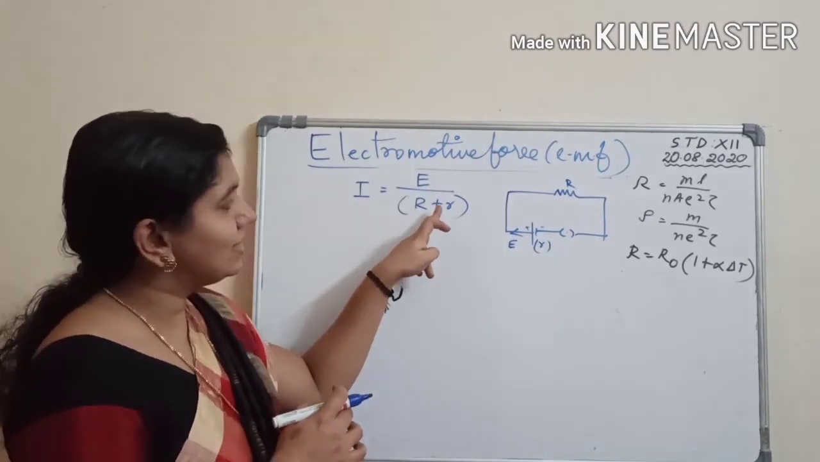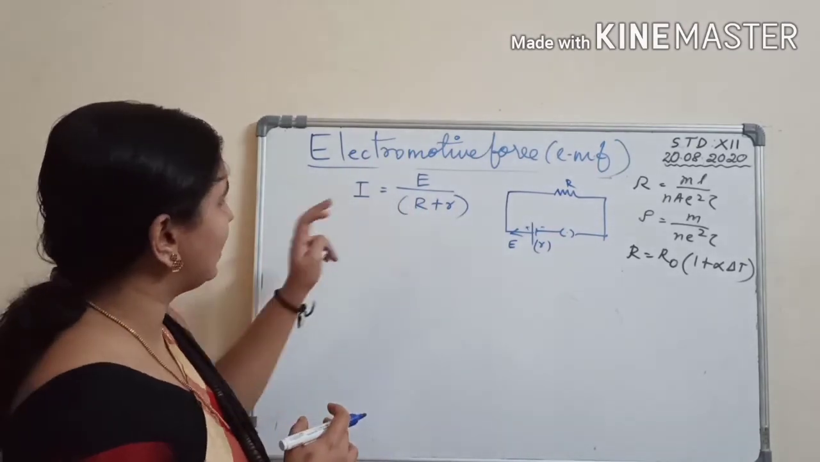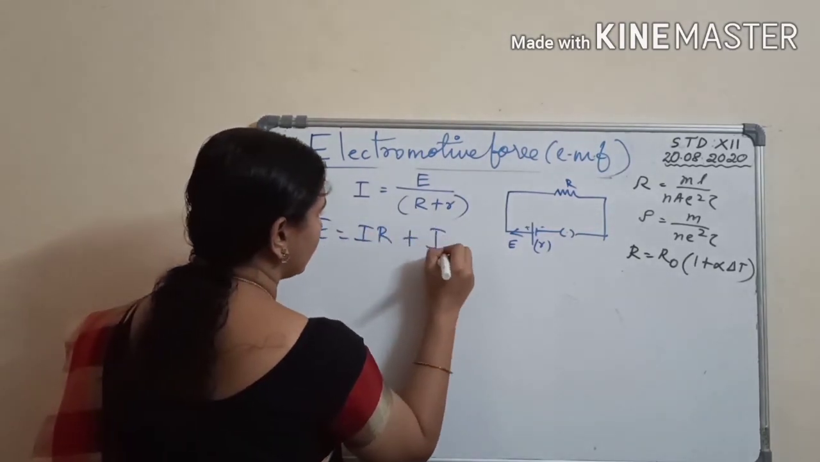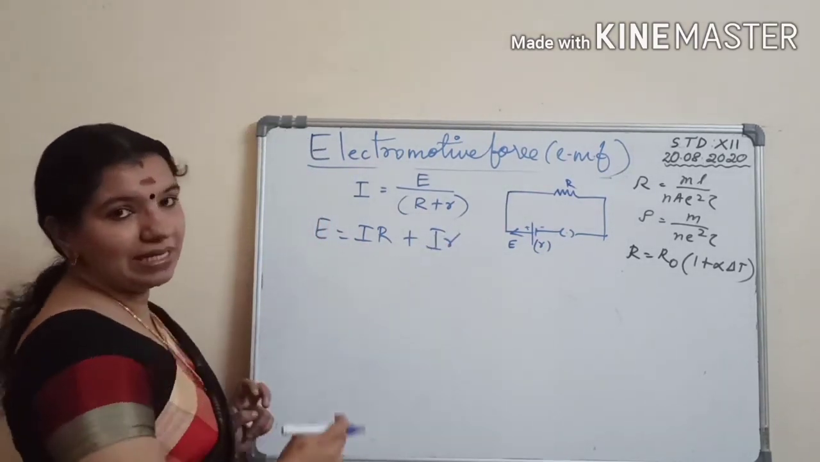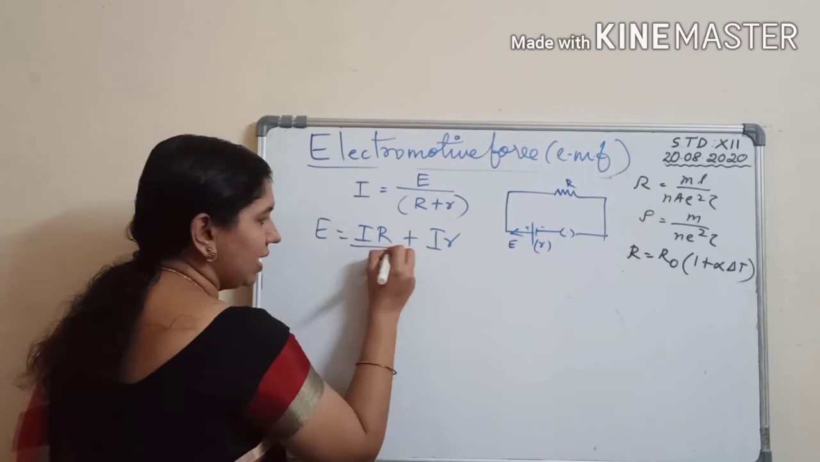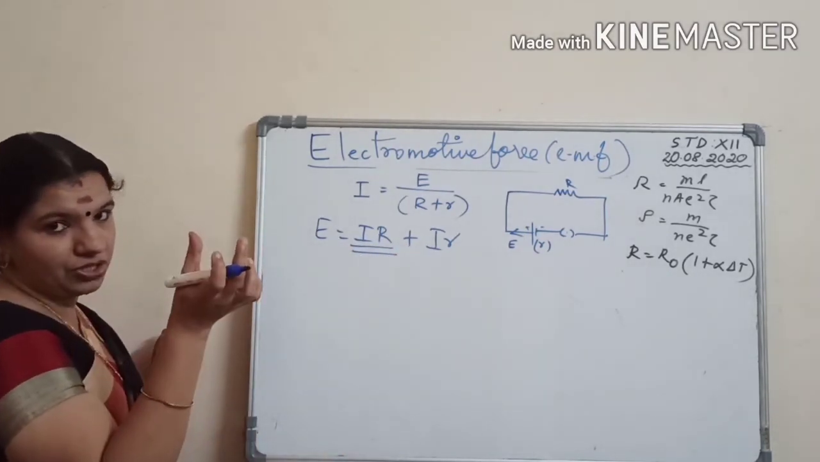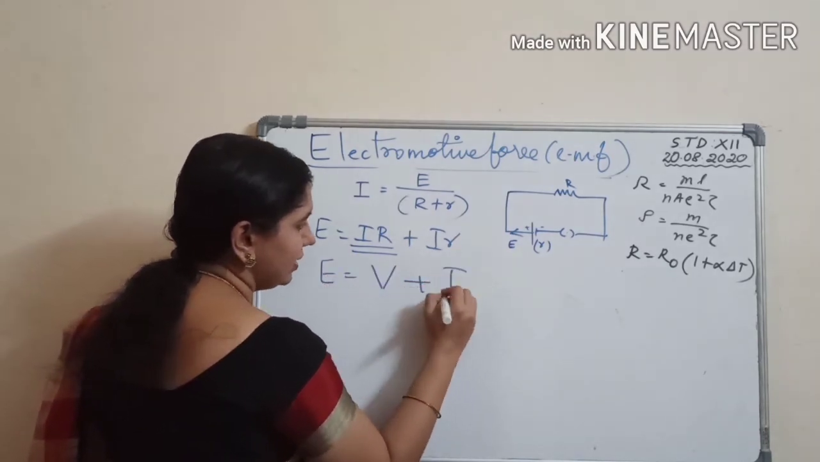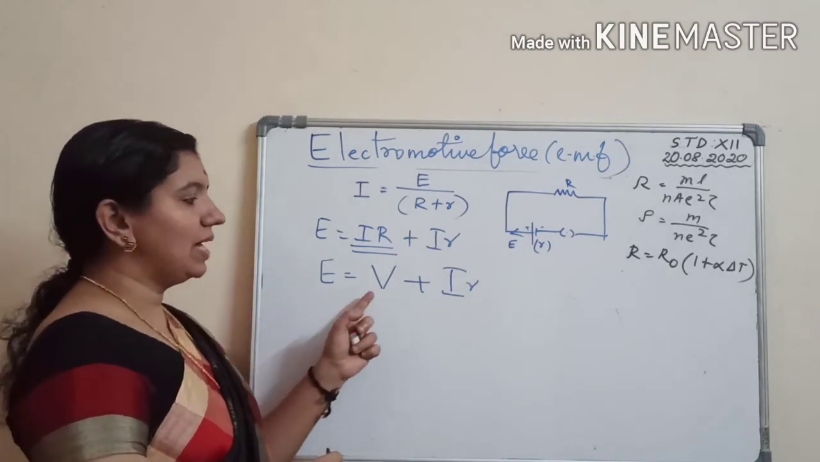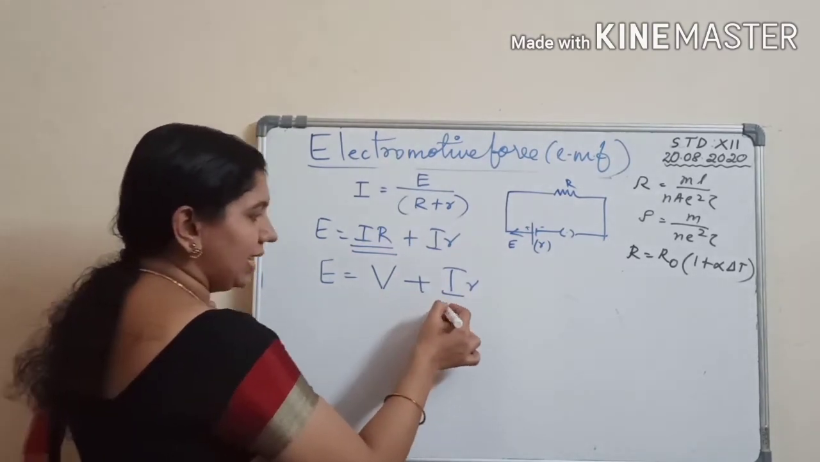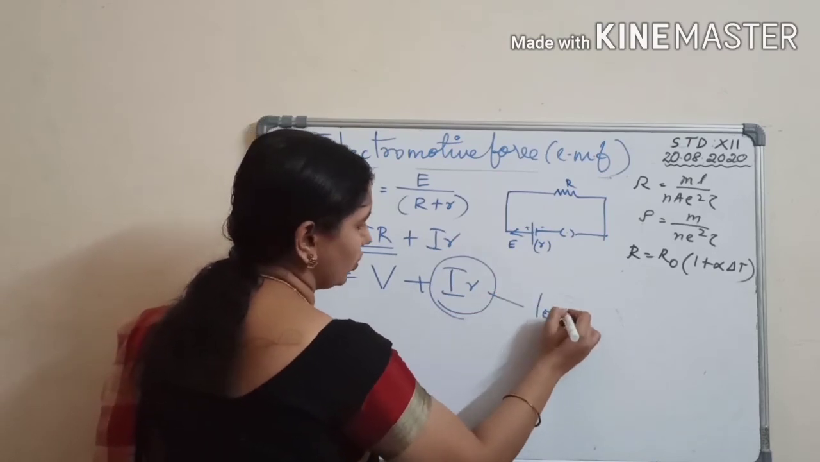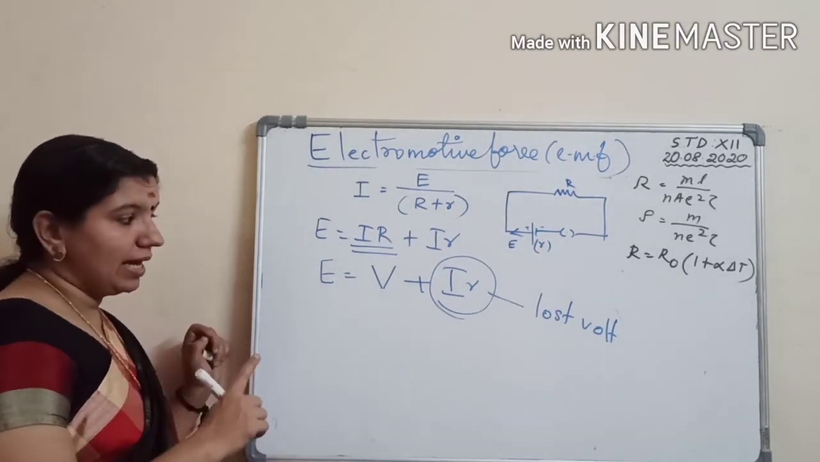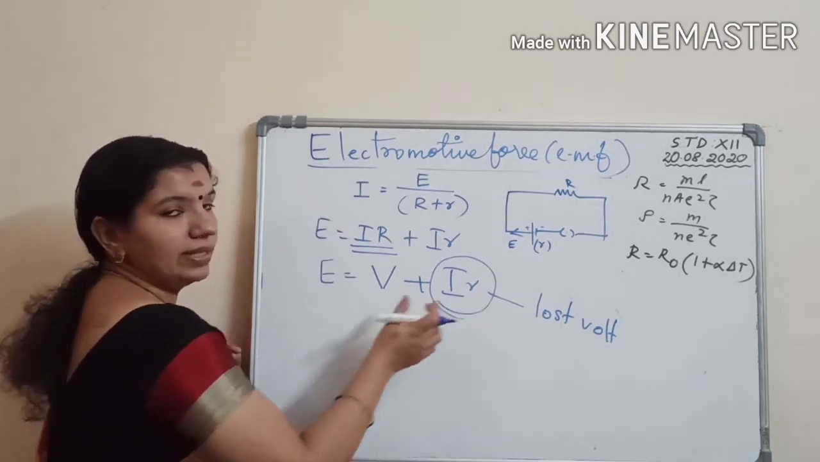Here R is the external resistance and small r is the internal resistance. So cross multiplying, I will get E is equal to IR plus Ir. Understand? So what is this IR? IR is actually the terminal potential difference. So I can write E is equal to V plus I into r. Clear? This particular I into r is called the lost volt.